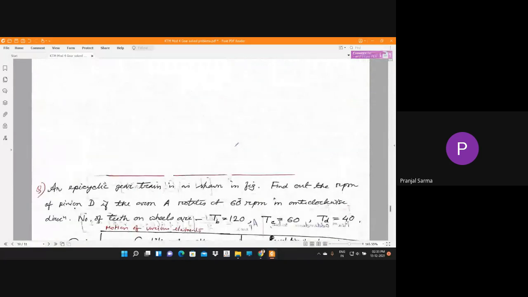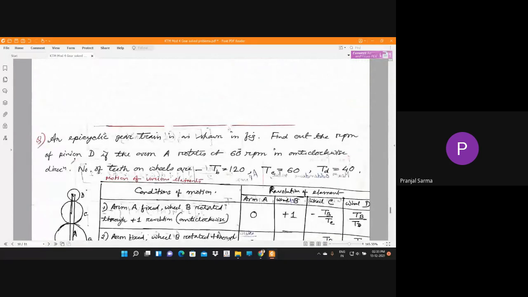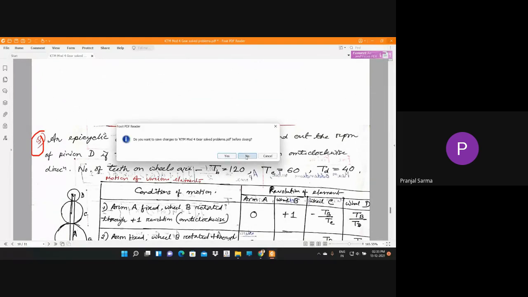So similarly, this problem we will solve in the next class. So for today, we'll stop here. If there is any question, you can ask.